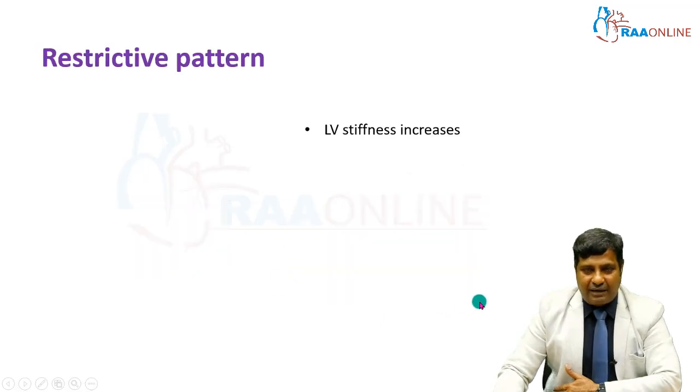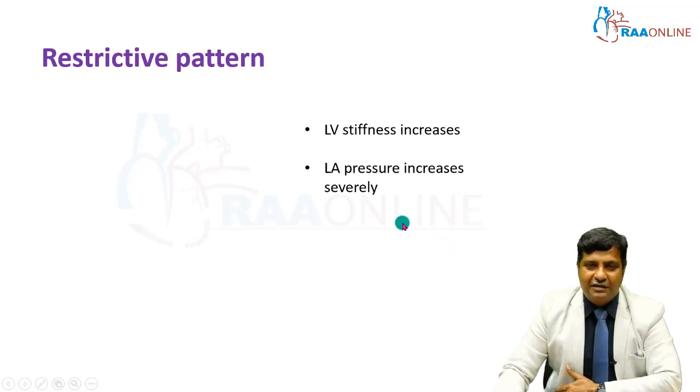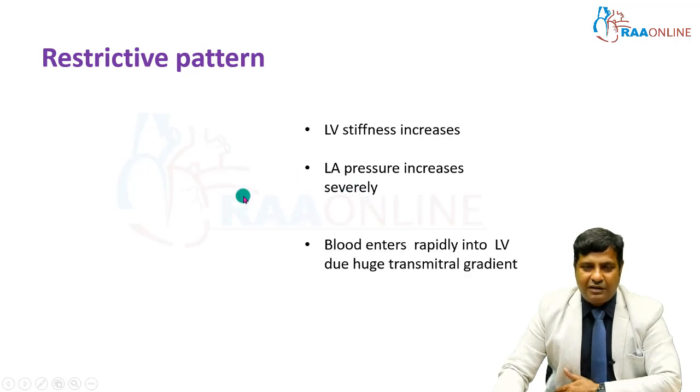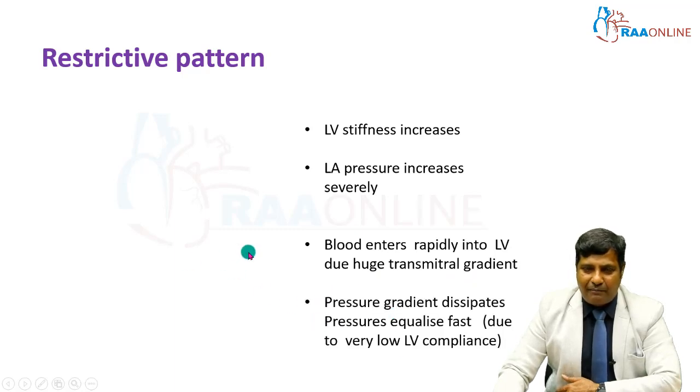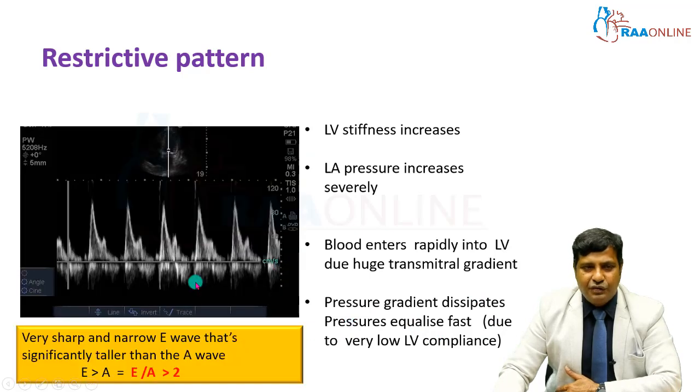So what is the restrictive pattern? As the disease progresses, stiffness is increasing. As a result, LA pressure increases even more, and because of this high pressure gradient across the mitral valve, once the mitral valve opens, blood gushes inside. But because the left ventricle is already stiff, this pressure gradient dissipates very fast, and the pressures equalize very fast. As a result, it produces a tall, narrow E wave, which is narrow even compared to other E waves, and it is taller than the A wave. So the ratio becomes more than 2. This is called a restrictive pattern.